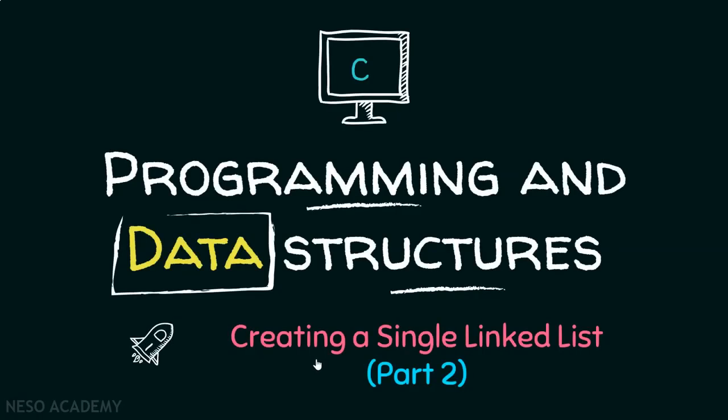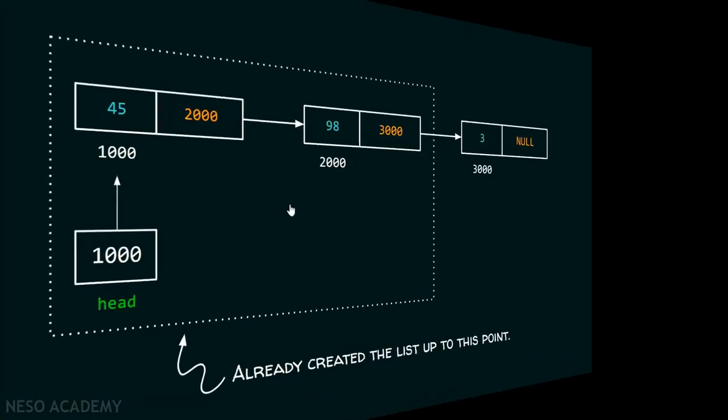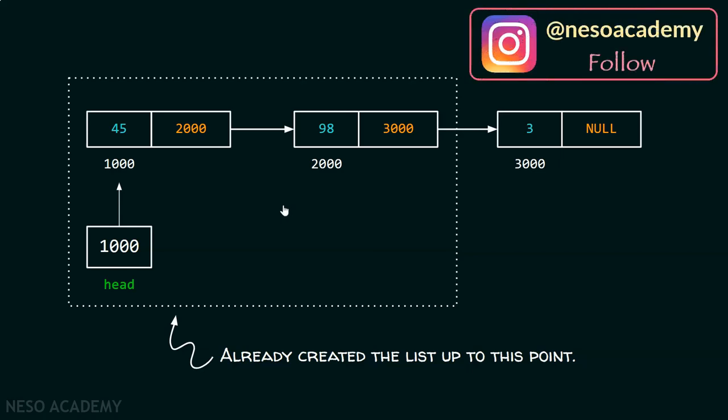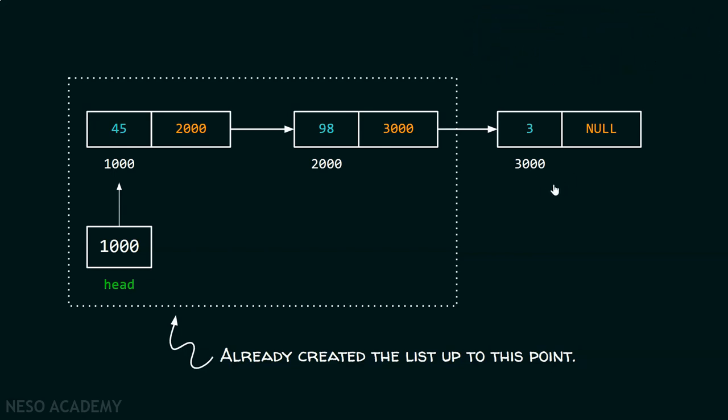This presentation is in continuation of the previous presentation where we discussed how to create a single linked list. So let's get started. In the previous presentation, we already saw how to create a single linked list which consists of two nodes. Now in this presentation, we will see how to add the third node to the list. Adding the third node is not that easy. We will see in this lecture how to add this node to this list.